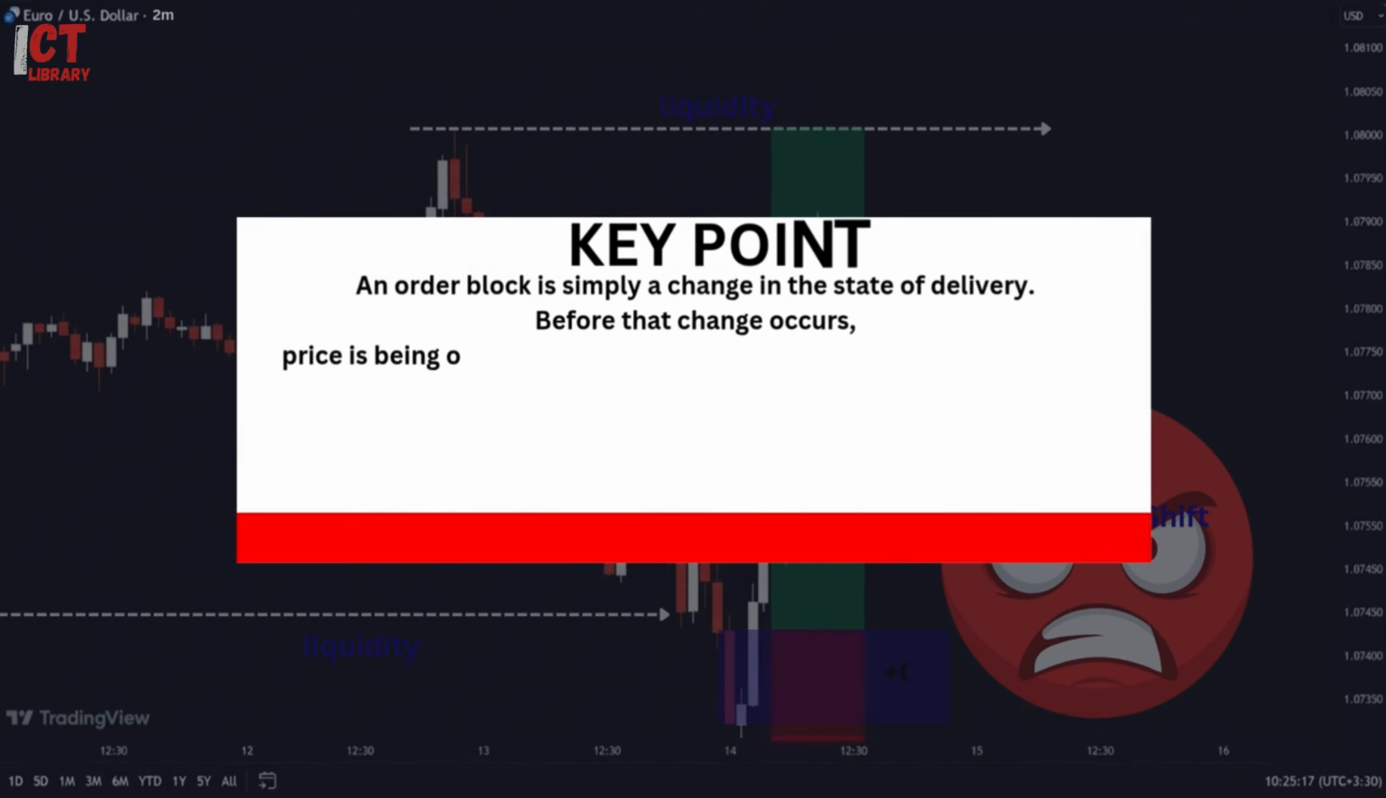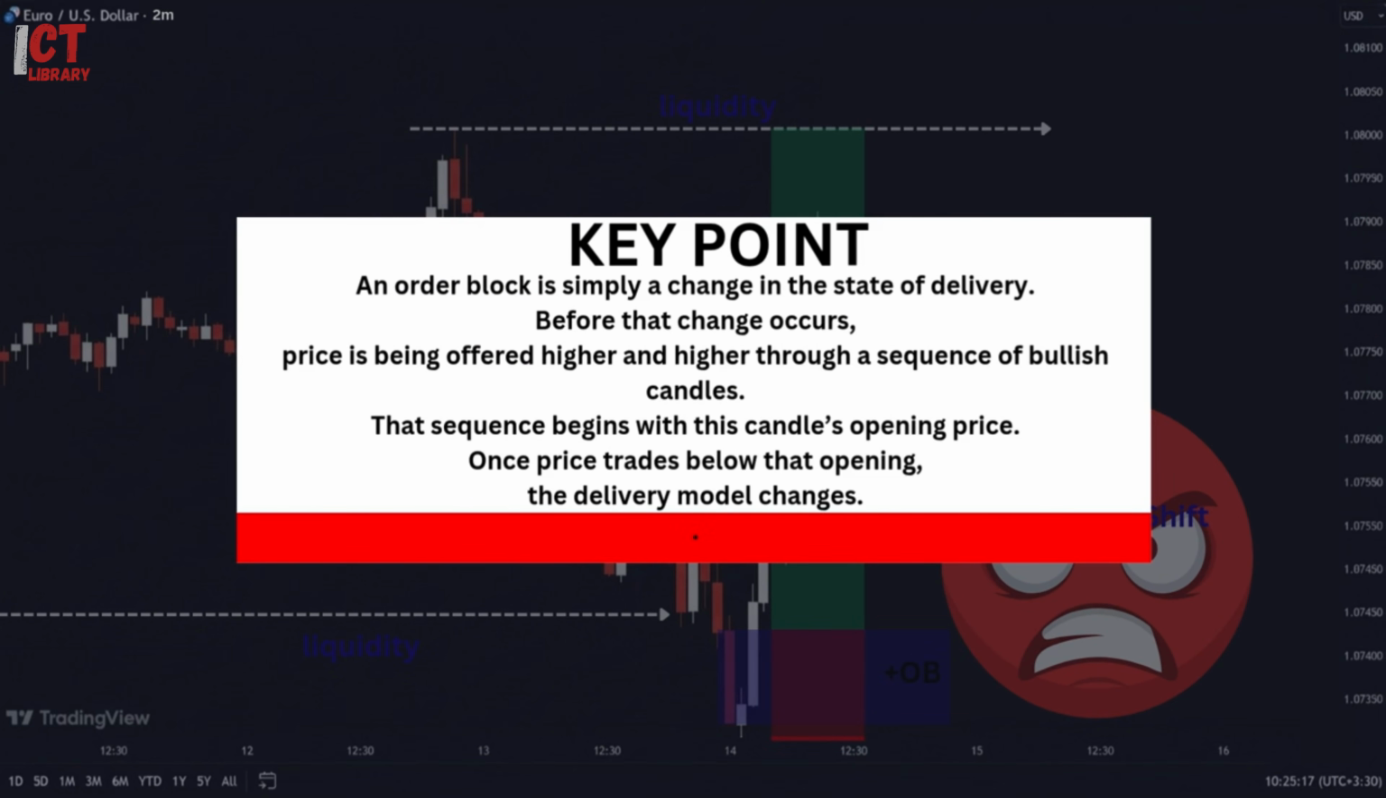Now let's answer the most common question traders ask. What exactly is an order block?